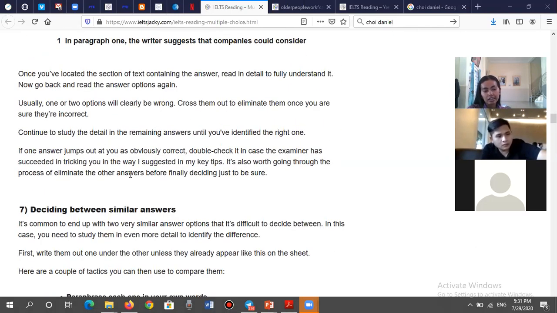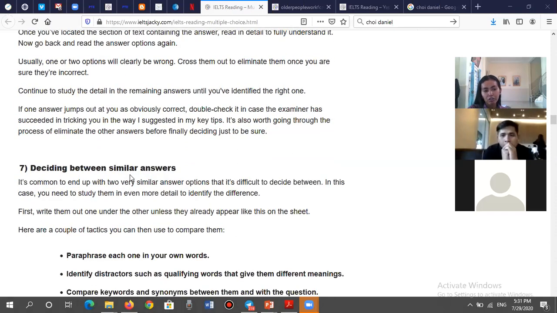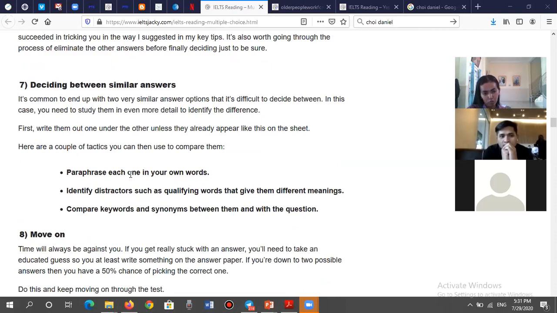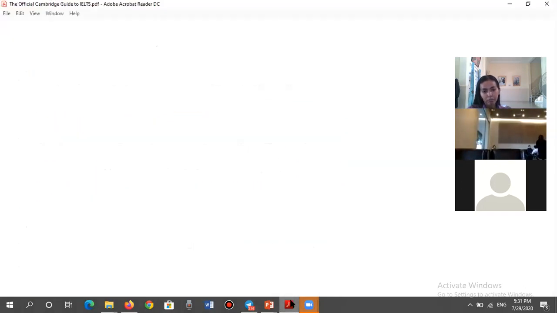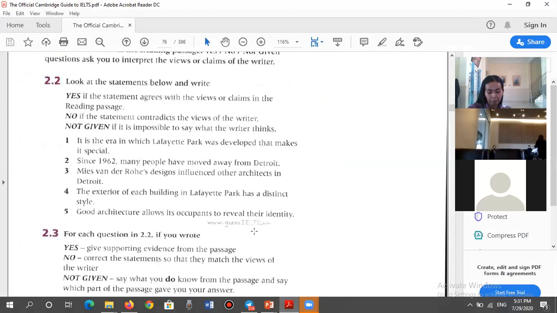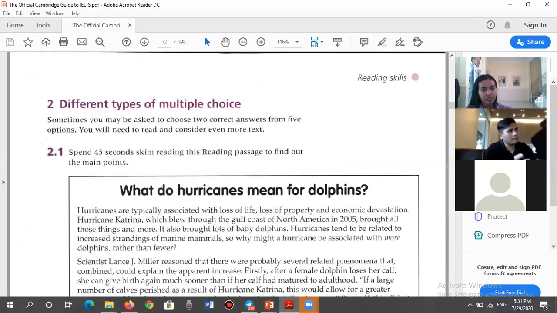Deciding between similar answers. In IELTS, they are very good at giving you confusing choices. All the choices are very similar, especially in this kind of question. So paraphrase each one, then you will understand what each one means. All right, let's take a look at a quick outside practice on this one. We'll also do a quick flashback on the pick from the list for this format as well, since it's very similar to each other.